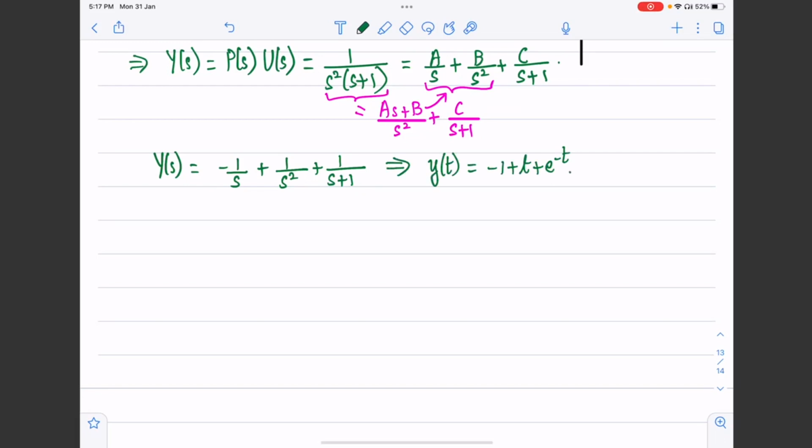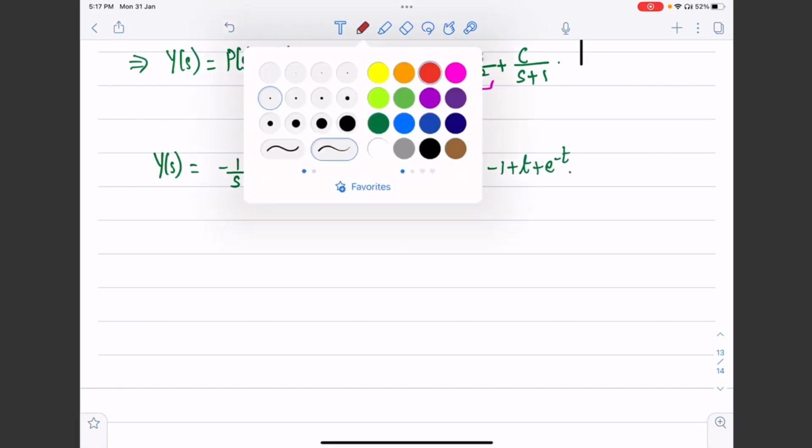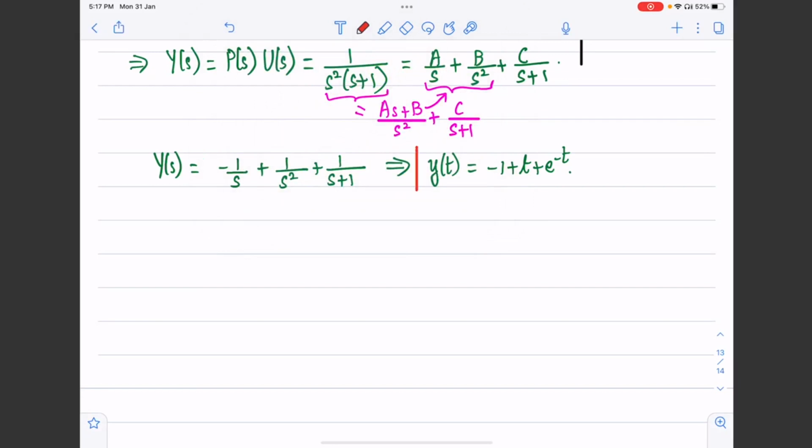If I take the inverse Laplace transform, this is what we get. The inverse Laplace transform of minus 1 by s is minus 1. The inverse Laplace transform of 1 by s plus 1 is e to the power minus t. The inverse Laplace transform of 1 by s squared is t.